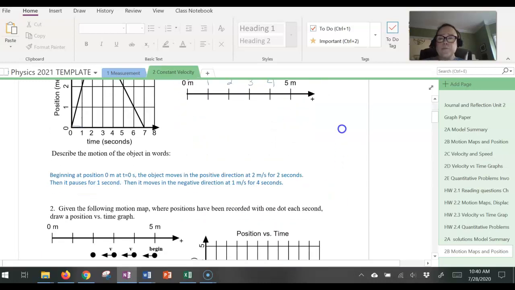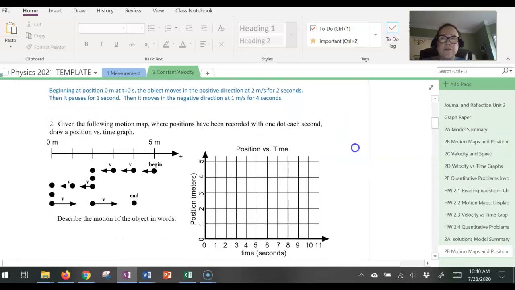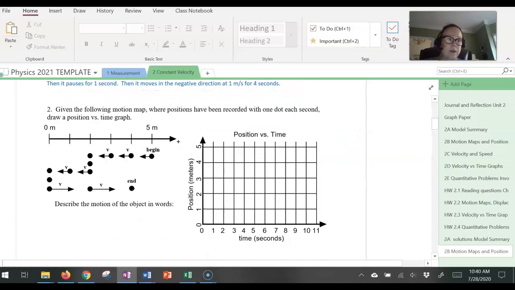Let's look at number 2. So in number 2, they have given me a motion map, and now I'm going to create the position versus time graph that corresponds to it. Okay, so in this case, the object begins up here at position 5 meters, and so at time 0, the object is at position 5. The next dot represents time 1 second, 1 second later, and at 1 second later it's at position 4 meters.